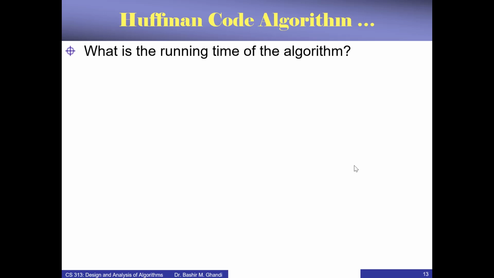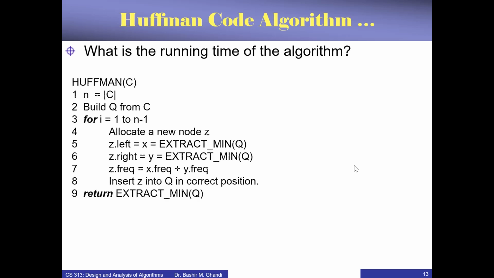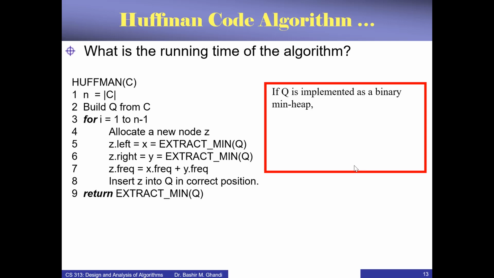Before we attempt to prove the correctness of Huffman code algorithm, let us compute its running time. This is the algorithm once again in full. Now we notice that the first thing we do, after computing n, is we create a queue with the characters as they are. So this will obviously cost big O of n because there are n characters. Just putting them in to construct an initial queue, based on the frequency, will cost big O of n.